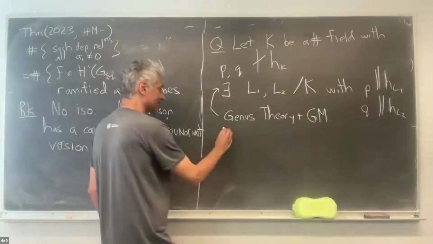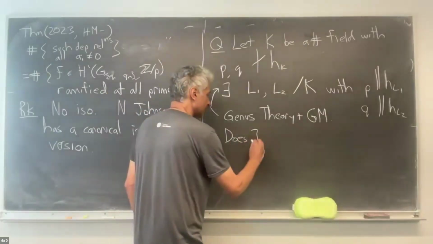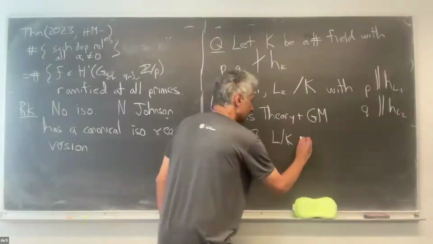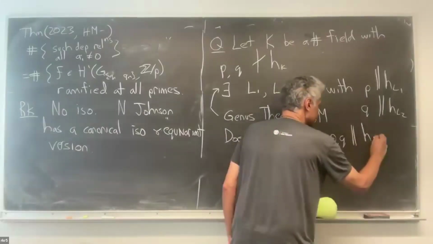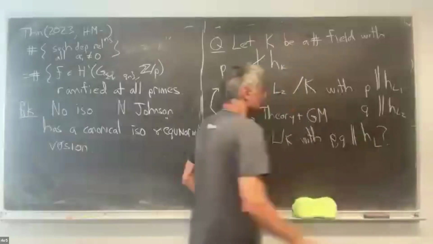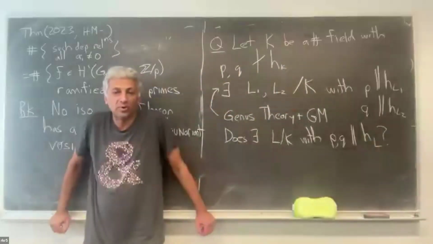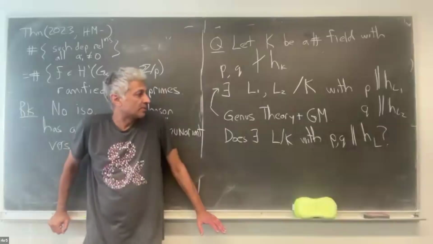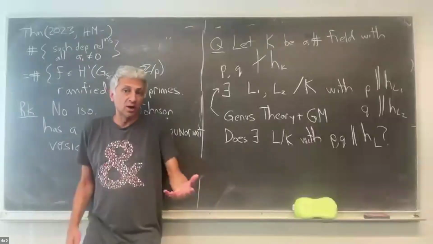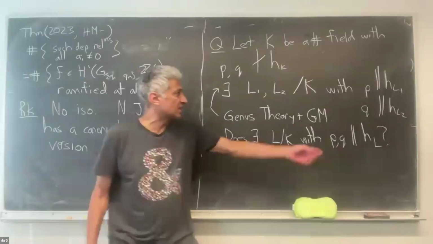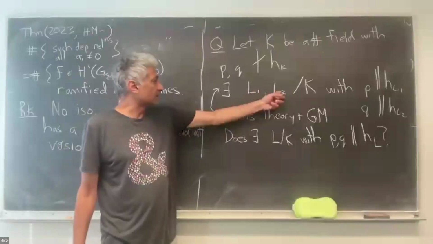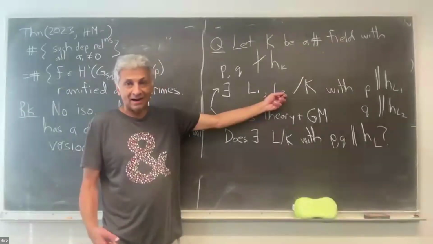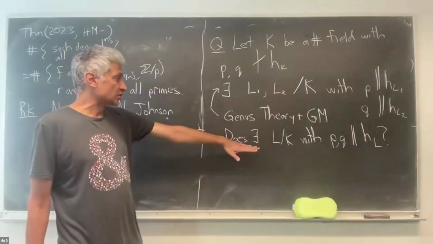So the question is, can you find one field L where p exactly divides the class number and q exactly divides the class number of this field L? To get a field L where p and q divide the class number is easy. You just take the composite of these two things. But when you switch from L1 to the composite with L2, you may introduce extra factors. And as far as I know, this is an open question.